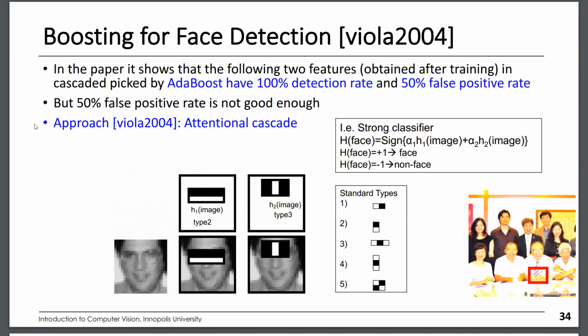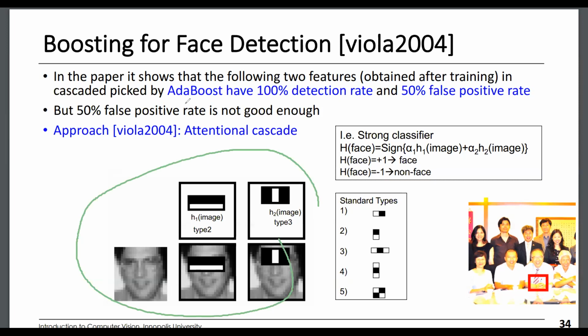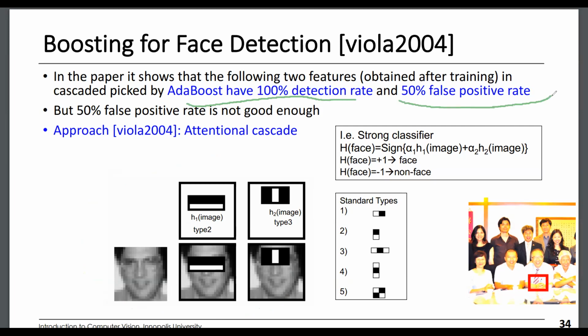Boosting for face detection. The paper shows that the following two features obtained after training in cascaded AdaBoost have a 100% detection rate and a 50% false positive rate, meaning only these two features were useful enough to have all the faces detected. But one small problem: the false positive rate is very high.